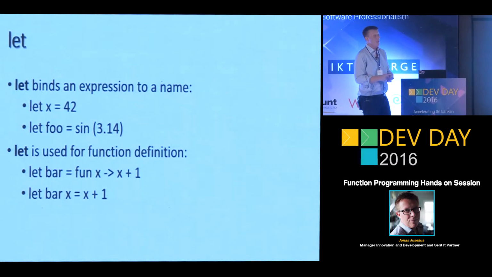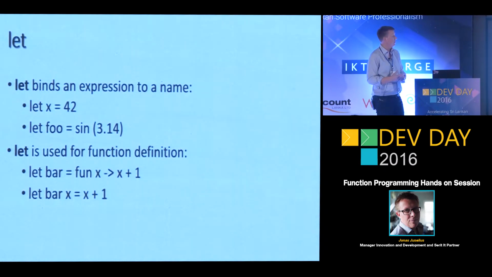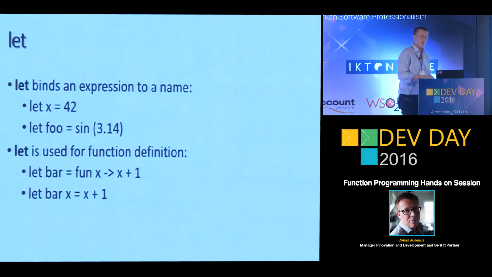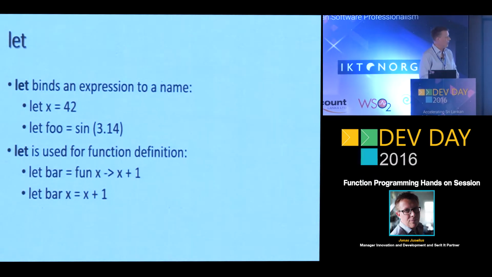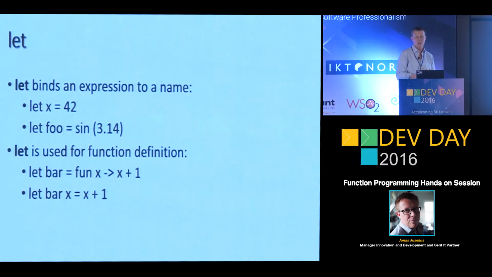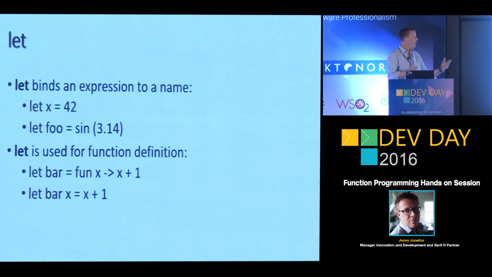But let is also used for function definitions. I've written up two absolutely equivalent ways of defining functions in F#. The first one says let bar =, and then there's a lambda function. How many of you know lambda functions? Yes, most of you. Perfect. That's an anonymous function. It doesn't have a name. But by using let, I can bind an anonymous function to a name, and suddenly it's not anonymous anymore. So I can create the function that way.